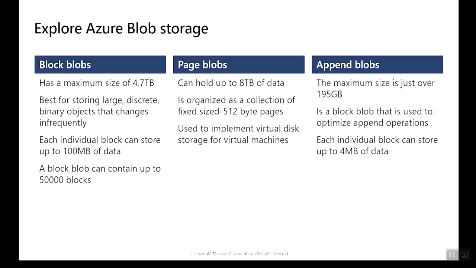So the block blob is the smallest amount of data that can be read or written as an individual unit. And block blobs are used to store discrete, large binary objects that are changed very infrequently. Now, page blobs are organized as a collection of fixed-size 512-byte pages. And so a page blob is optimized to store random read and write operations.